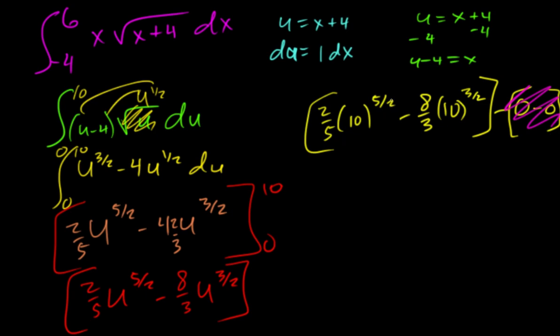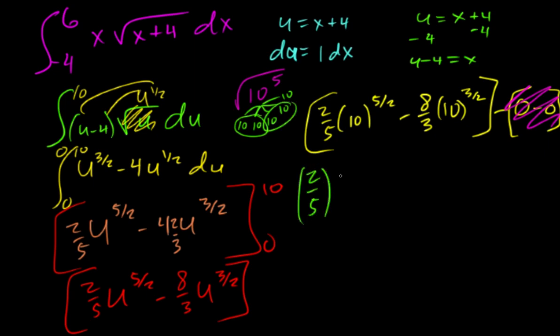And they want us to find the exact answer, so they don't want us to use a calculator. So if we think of 10 being raised to the 5 halves, that's 10 to the 5th under a square root. And so that's 10, 10, 10, 10, 10. So we can pull out 2 and 2. So we have 2/5. We pull out a 10, pull out another 10, and then we have to leave a 10 under a square root. So that's just for that part.